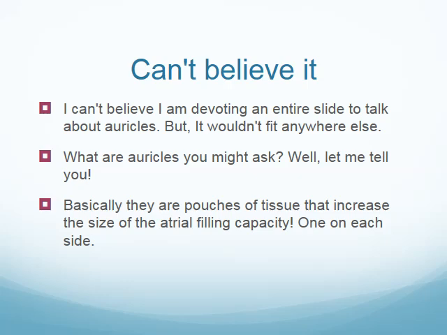Just a side note here, this will come into play a little bit later. Talking about the coronary anatomy, it's important to remember that the left and right atrium do have two sacs that just sit on the anterior side called the auricles. Auricles are basically just little pouches of tissue that increase the size of the atrial filling capacity. You have one on each side. And we'll look at some pictures of those in the next couple slides here.